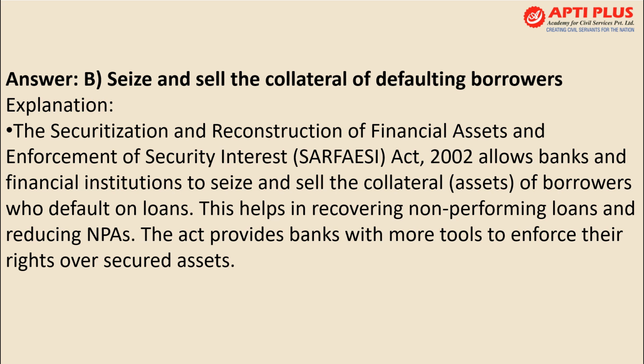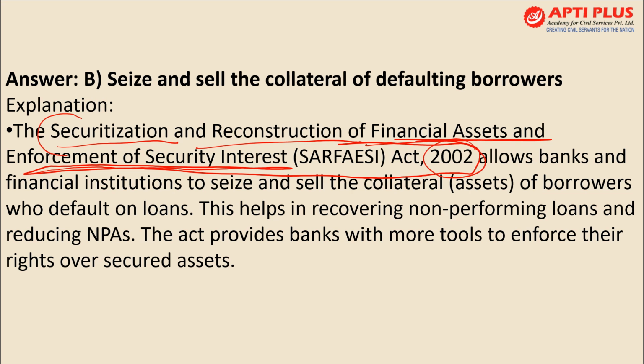This is called Securitization and Reconstruction of Financial Assets and Enforcement of Security Interest. This is its full form. When did it come? In 2002. It will allow banks and institutions to seize and sell the collaterals. This will help in reducing the NPAs in the economy.